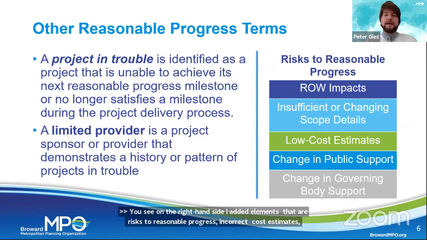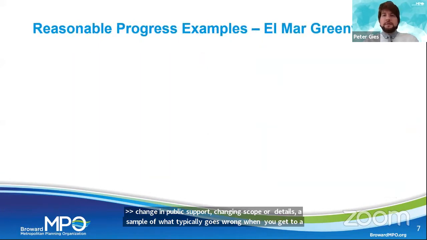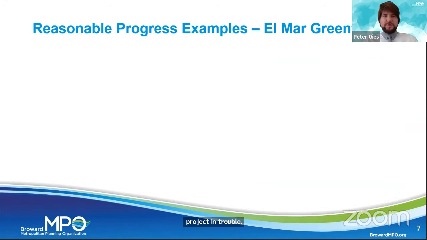And this is just a sample of what typically goes wrong when you get to a project in trouble and it has impacted reasonable progress. So I wanted to pose a few examples of how reasonable progress would be applied in the context of some projects that we've dealt with here at the MPO.